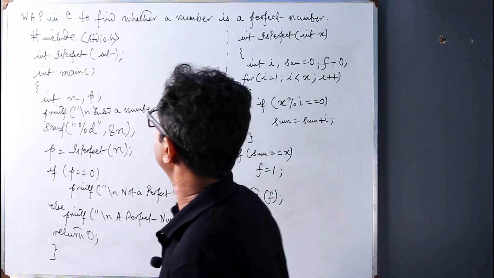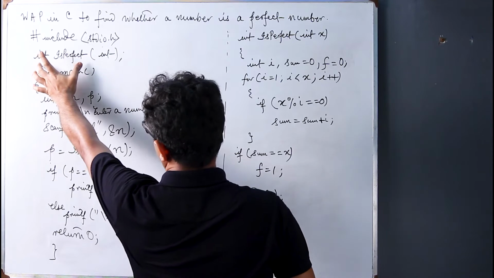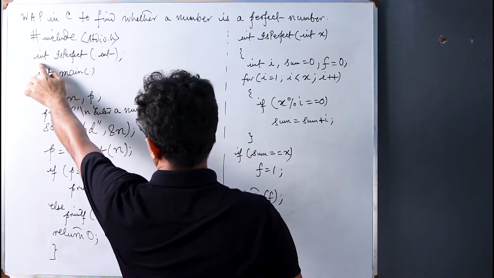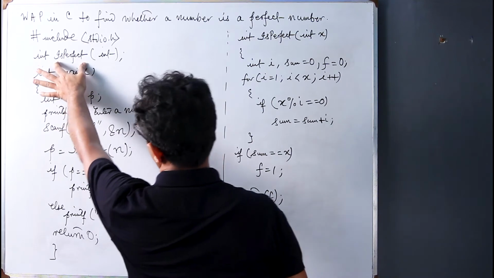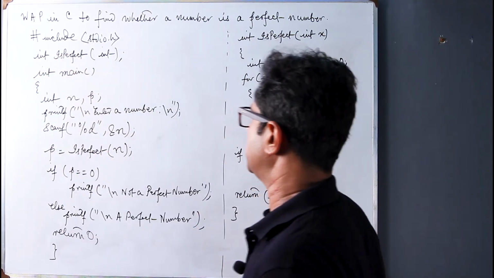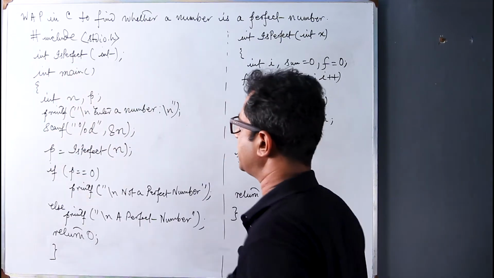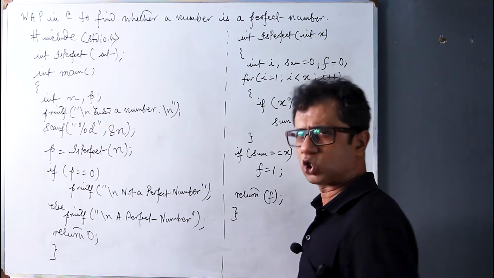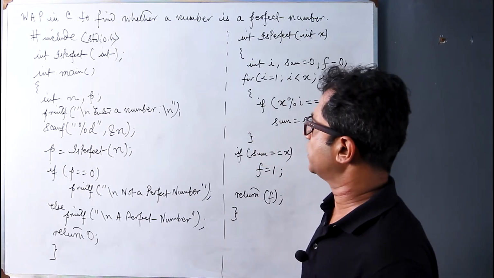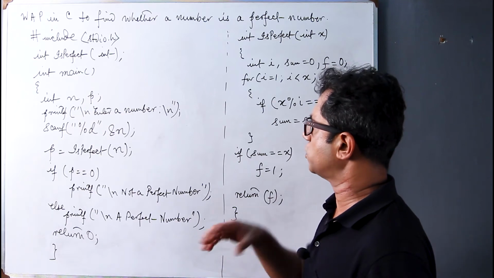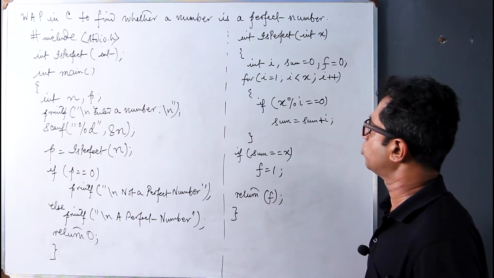So this is the hash include stdio.h part. Then we have written the function prototype in this manner, that is int is perfect. Is perfect is a name given by the programmer, in this case me, so I have given the name is perfect. You can give any other name of your choice, but the name should tally with the operation you are performing, conforming to the logic of the program.